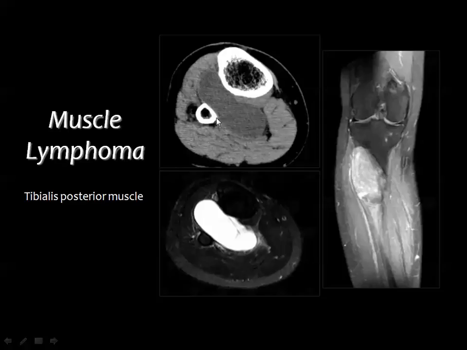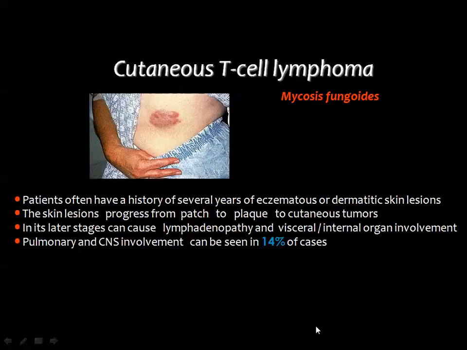On CT scan, you see a relative hypodense mass, which showed bright signal on T2 weighted image and some enhancement. No, this is T2 weighted image also, and you see the brightness of the lesion.